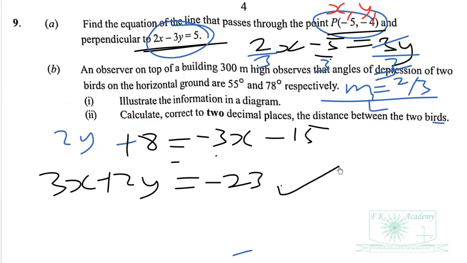We have the B part of the question. An observer of a building 300 meters high observes that the angles of depression of two beds on the horizontal ground are 55 degrees and 78 degrees respectively. Illustrate the information in a diagram. Calculate, correct to two decimal places, the distance between the two beds. So this is how we go about it. This is how the diagram will look.